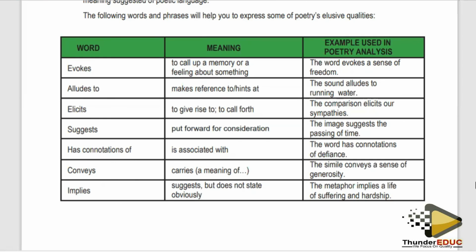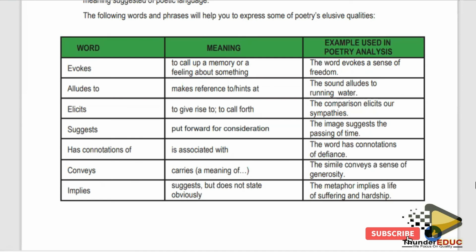So we have to be using these words in our poetry because that's the language of poetry. The comparison elicits our sympathy. The comparison elicits our sympathies. That's what we mean. Suggests, puts forward for consideration. The image suggests the passing of time.